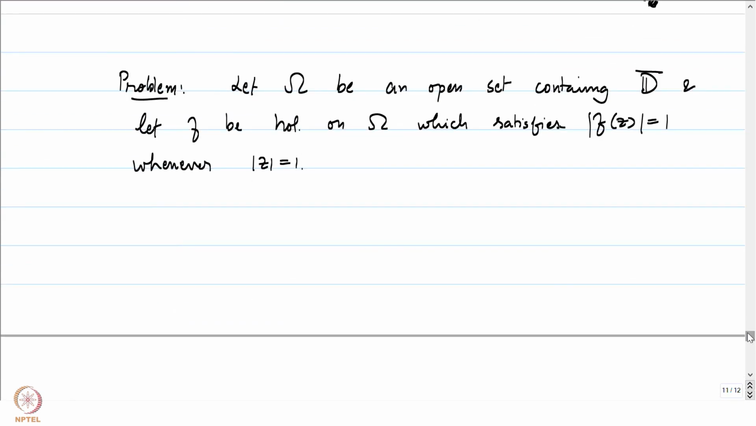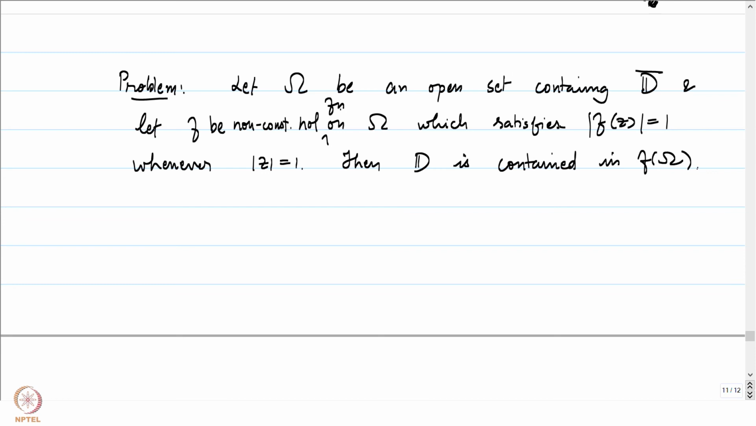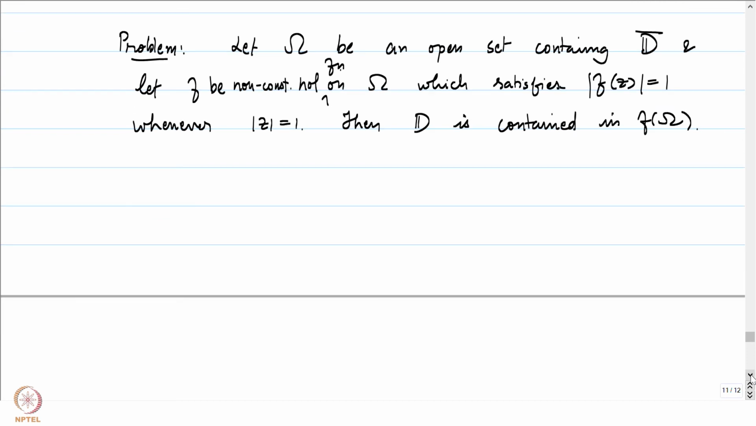So the unit circle is being preserved. The unit circle is getting mapped to the unit circle. Then prove that, so let f be a non-constant holomorphic function on omega. Let me impose that extra condition. So now the problem is to show that then the disk is contained in f of omega. Of course, if it was a constant holomorphic function, this wouldn't be true. That is the reason why I had to impose the extra condition of non-constant.